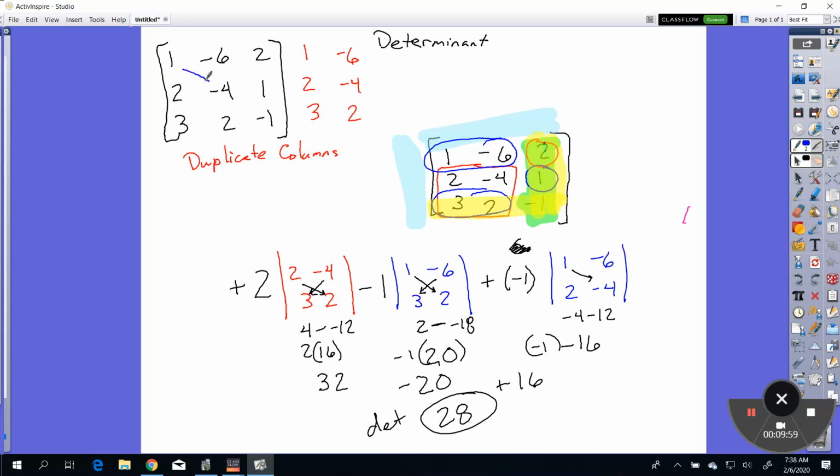This way and then 3 times back the other way. So 1 times negative 4 is negative 4 times negative 1 is positive 4. Now write it down. And then I do the next one. So negative 6 times 1 is negative 6, times 3 is negative 18. And then I do the next one. 2 times 2 is 4, times 2 more is 8.